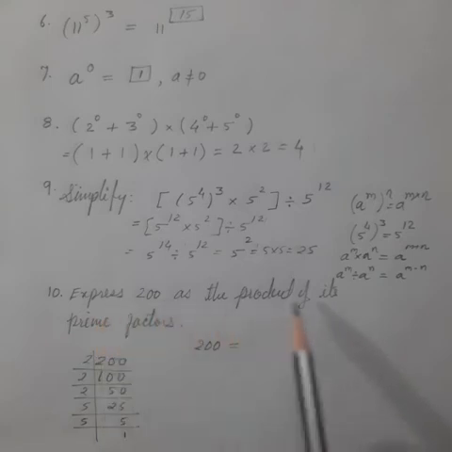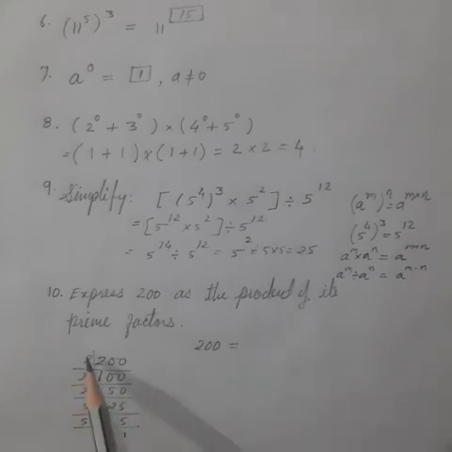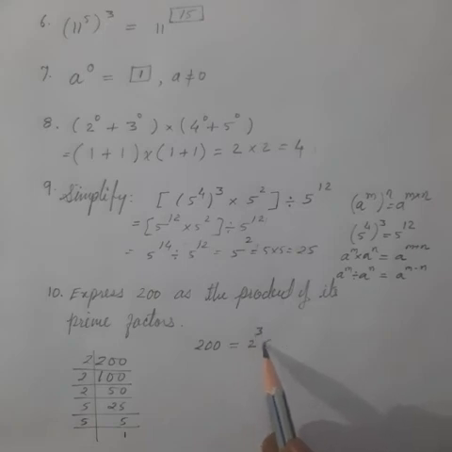Question 10. Express 200 as the product of its prime factors. So first we have to find out the prime factorization of 200. Here in the prime factorization of 200, 2 is multiplied by itself 3 times. So we can write it as 2 cube, into 5 is multiplied by itself 2 times. So we can write it as 5 square.